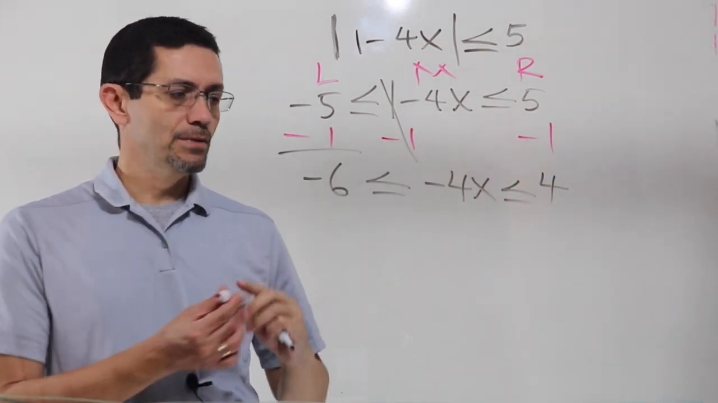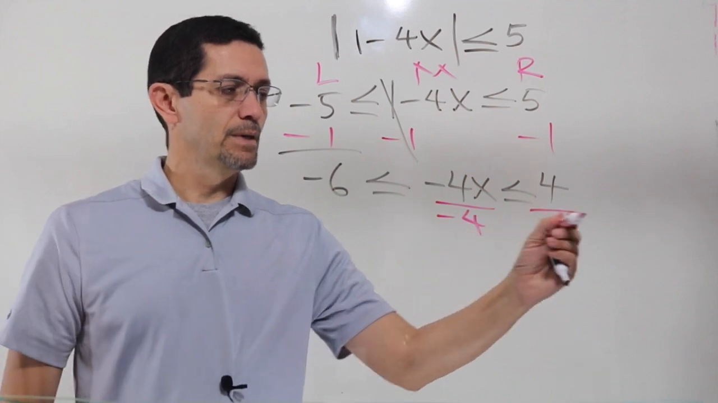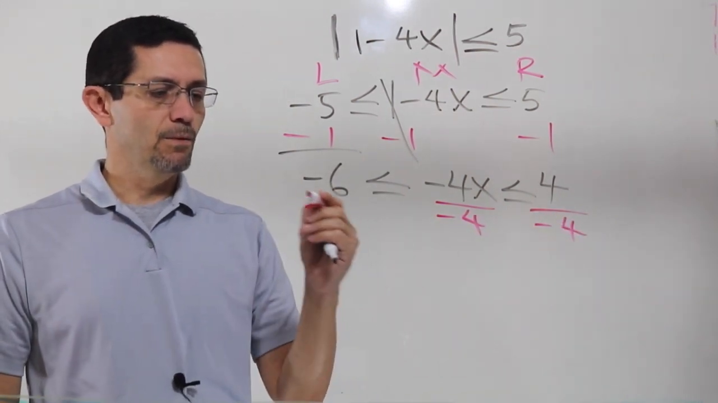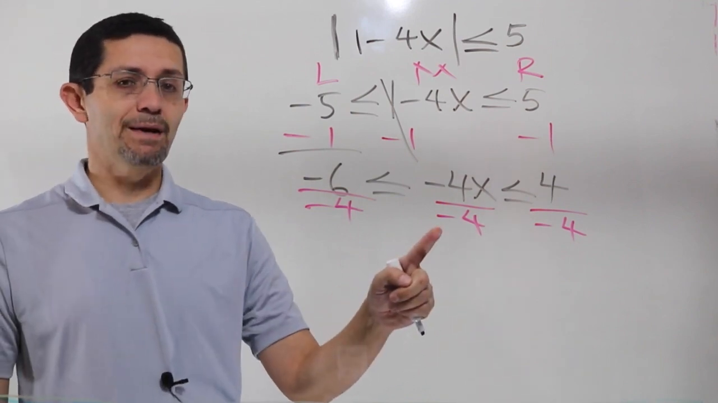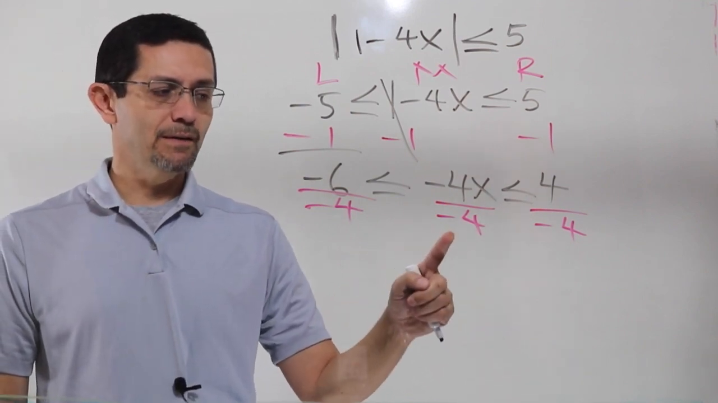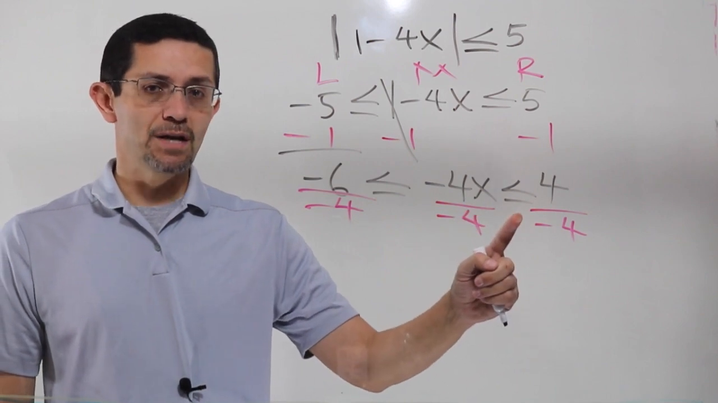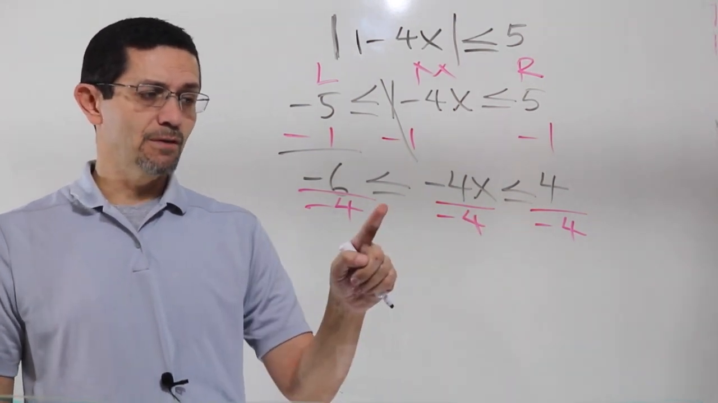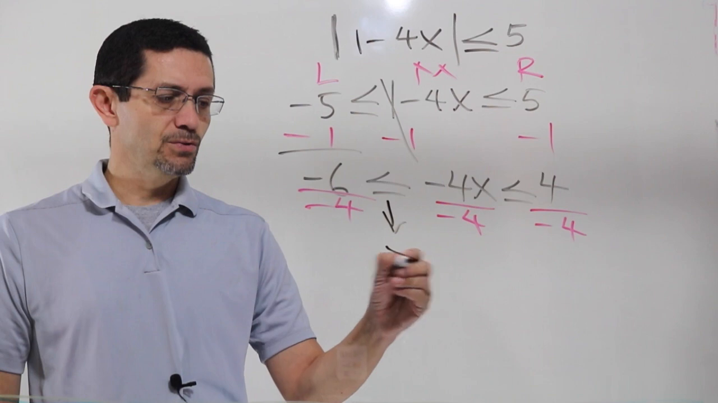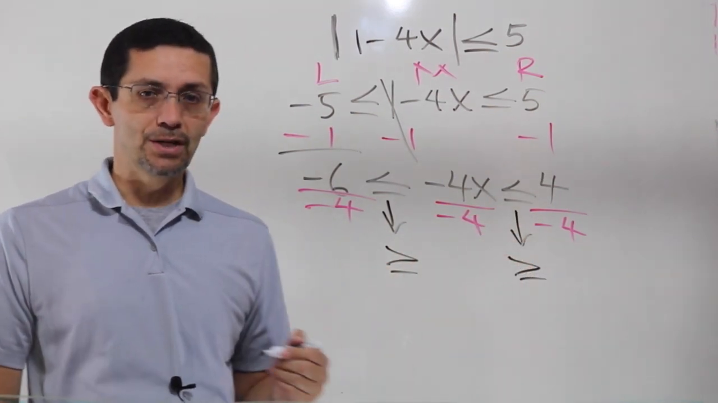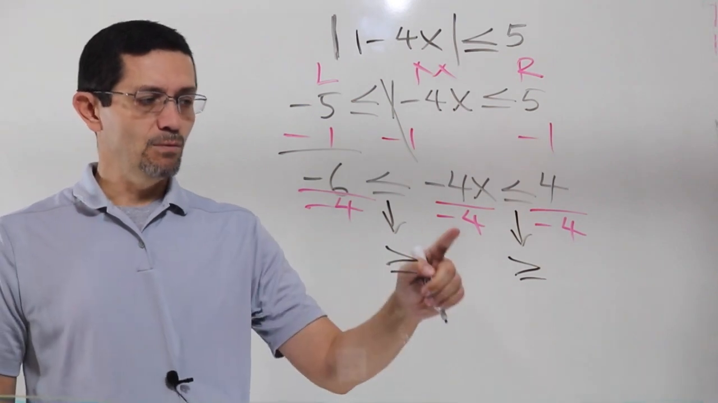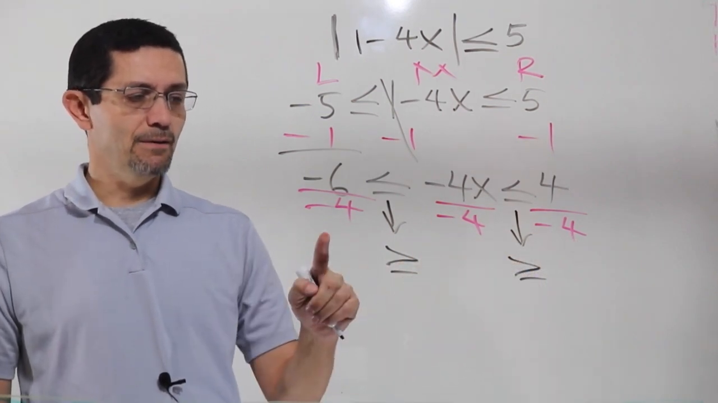Leave the x by itself, divide by negative 4. Negative 4, negative 4. Okay? Now what happens when I divide or multiply by a negative number? If I'm dividing by a negative number, my inequality symbols will change direction, will flip. So instead of less than, this is going to turn into greater than. And both inequality symbols will change. Keep that in mind. And remember, divide the middle, right and left.